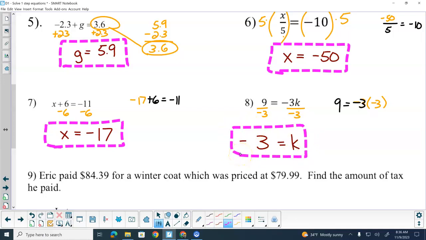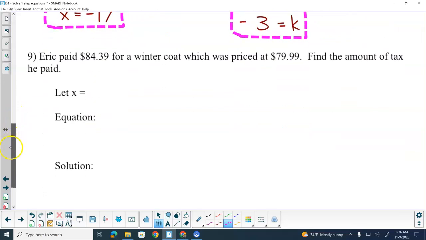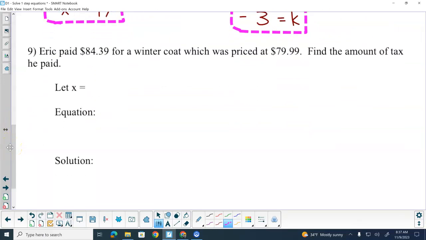3 times 3 is 9. Love it. Okay. Eric paid. So now we got these little quick word problems in here. Okay. So there's a couple of things that we need to do in a word problem.